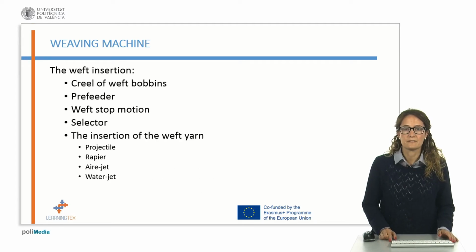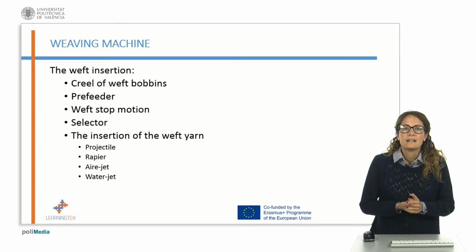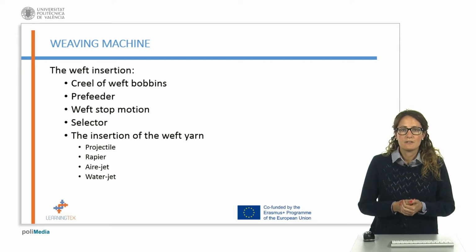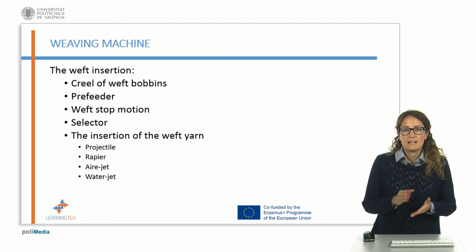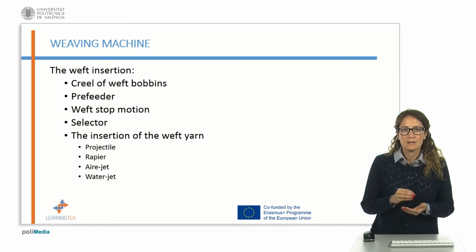To get the weft insertion, some devices are needed: the creel of weft bobbins, the prefeeder that feeds the weft yarn with the extraction of the bobbin thread at high speed, the weft stop motion, which detects the break or absence of the weft yarn and stops the weaving process, and the selector, which brings the weft to the insertion device.